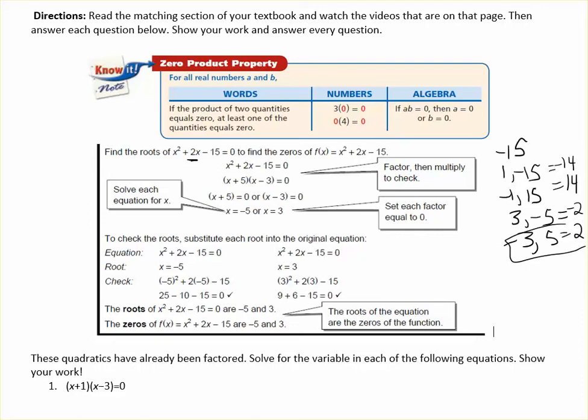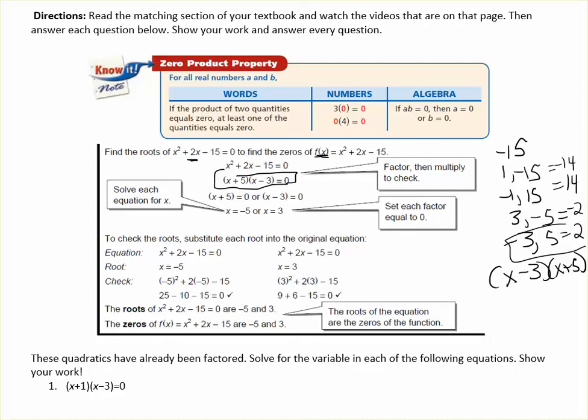All right, so now that we know what the factors are, we're ready to factor, and you would write x plus 5, x minus 3. Or, since I wrote the minus 3 first, I could do x minus 3, x plus 5. Either of those mean the same thing. And it's equal to 0.